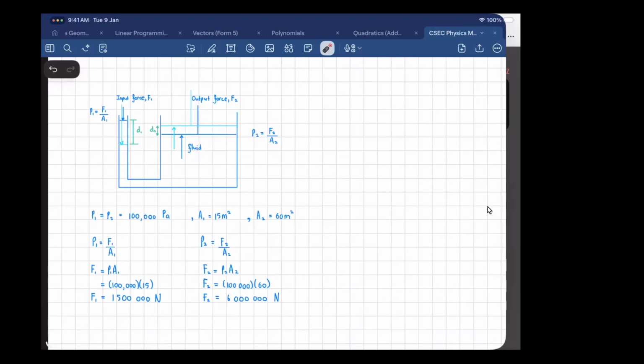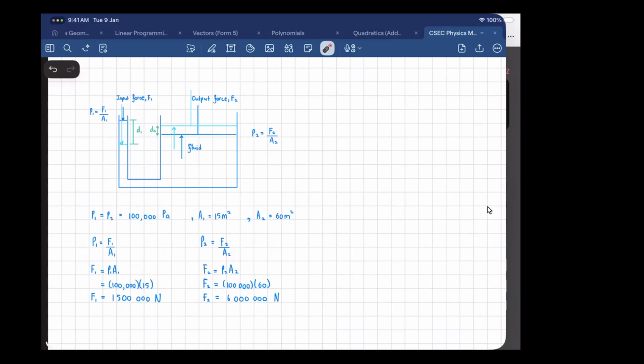Now, I'm keeping the pressures the same, but we're noticing a little discrepancy. If we push this down with a distance d1, then the other piston is not going to move up by the same amount. So we need to account for this. So how are we going to account for this? By doing this. You'll see where I'm going with this.